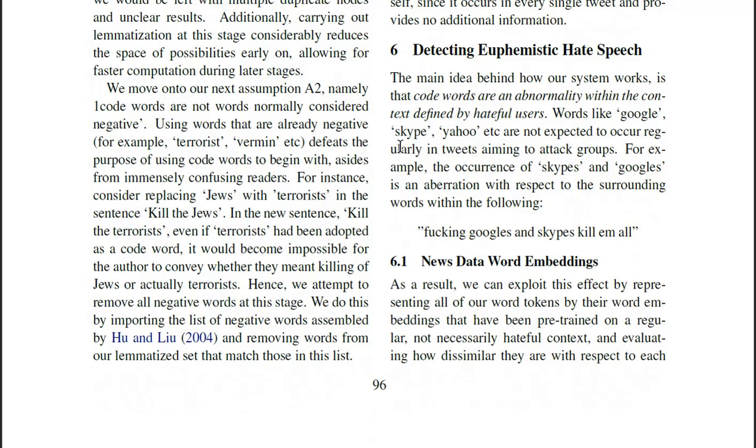Alright, so detecting euphemistic hate speech. The main idea behind how our system works is that code words are an abnormality within the context defined by hateful users. So words like Google, Skype, Yahoo, etc. are not expected to occur regularly in tweets aiming to attack groups. For example, the occurrence of Skypes and Googles is an aberration with respect to the surrounding words within the following.